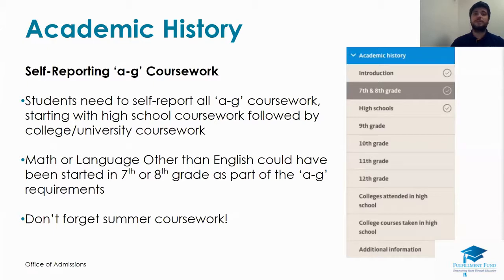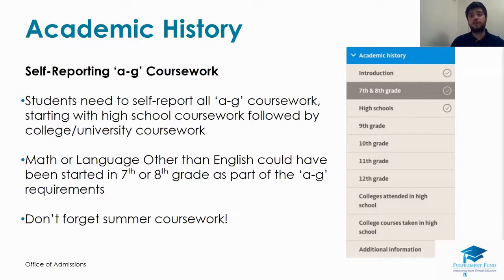So after the major section of the application, we are hitting the academic history section, where you're essentially telling us all your grades and the classes that you took. For this section, you must self-report all of your A through G coursework completed and/or planned for your high school, as well as any college or dual enrollment classes that you have planned.